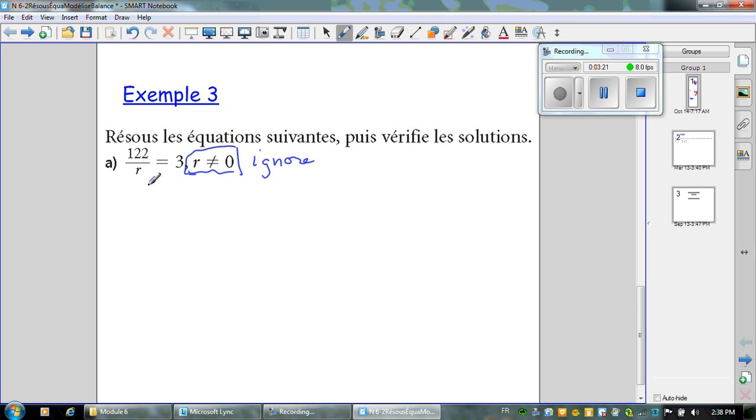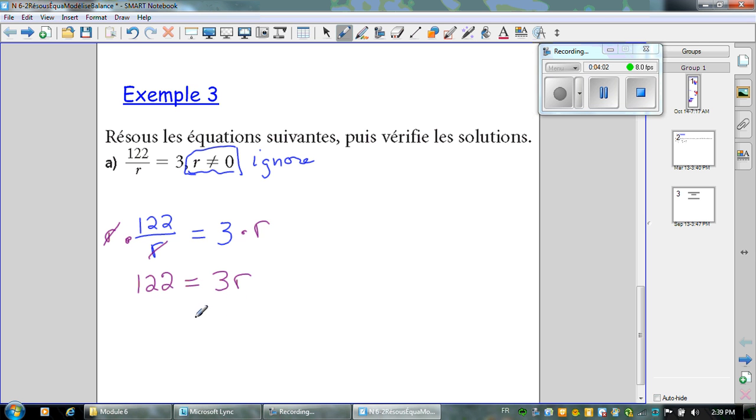To solve this problem, well, you have to do a little bit of work. The best way to do this is to start off by multiplying each side by r. So why would I do this? Well, it's because my r right now is on the denominator. I don't want that. It's going to cancel out here. So I'm going to get 122 equals 3r.